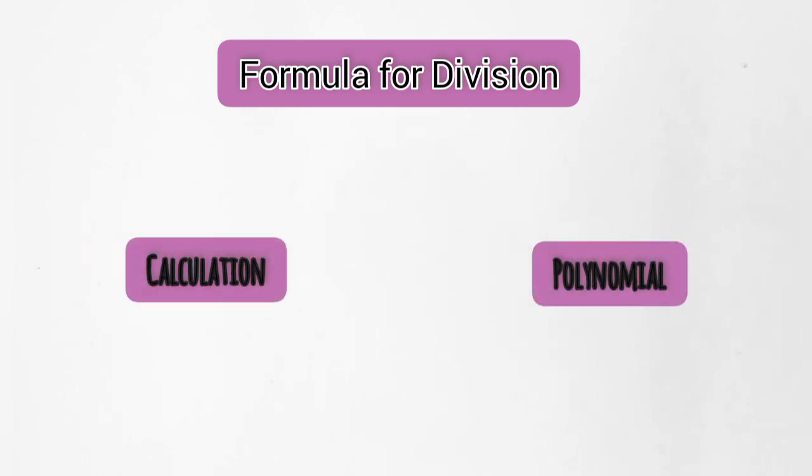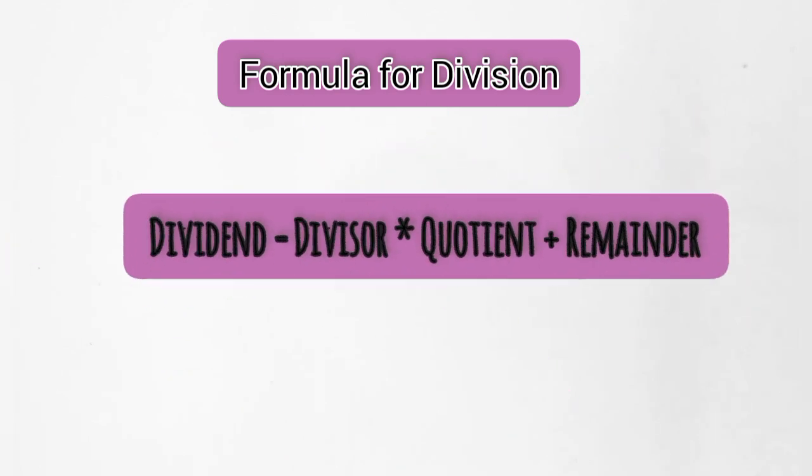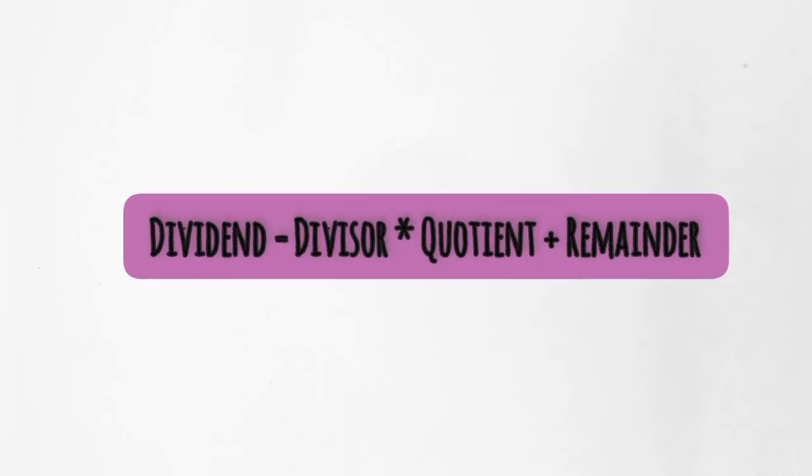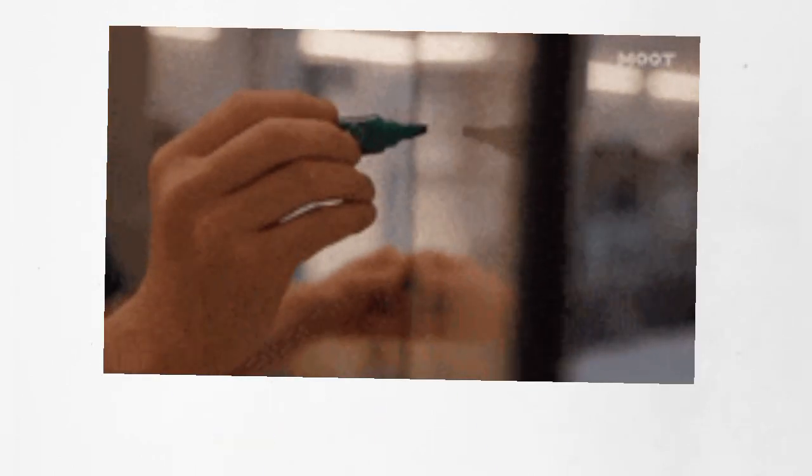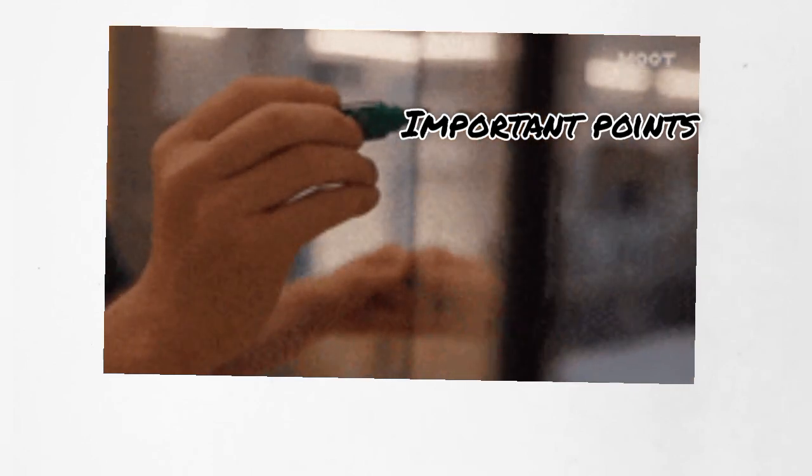R is nothing but the remainder of that division. Now there is a very basic formula we can use for calculations and for polynomials also. That is nothing but dividend is equal to divisor multiplied by quotient plus remainder. Now the same formula is applicable for polynomials also. Before starting the division, let's understand some important points related to division of polynomials.